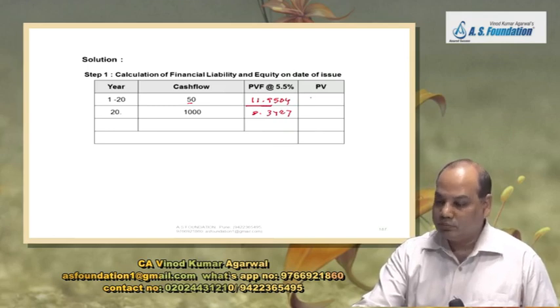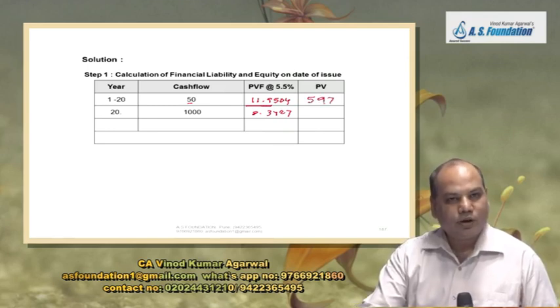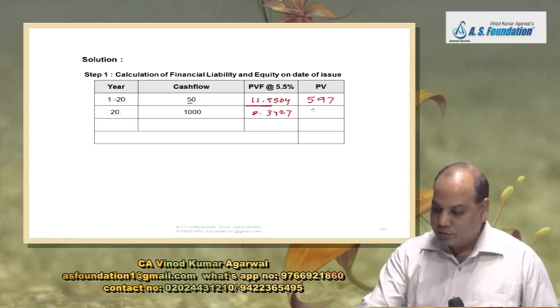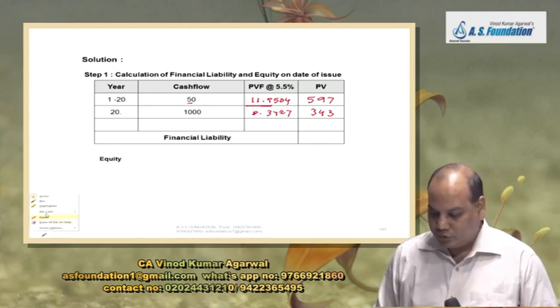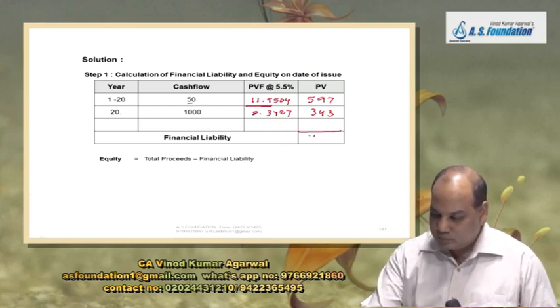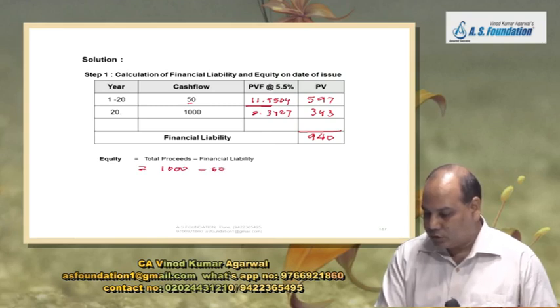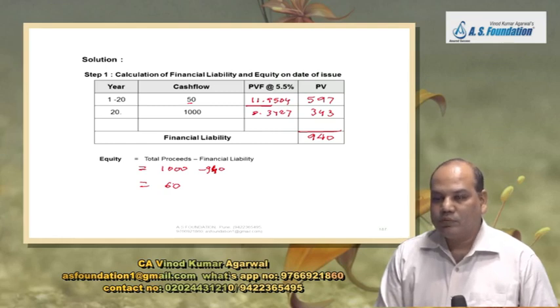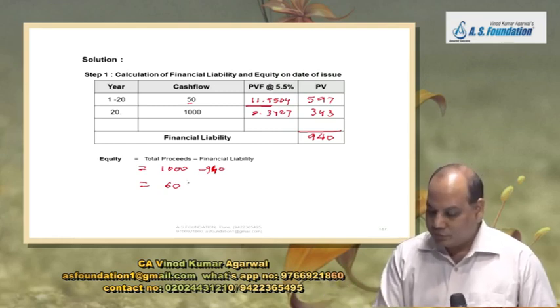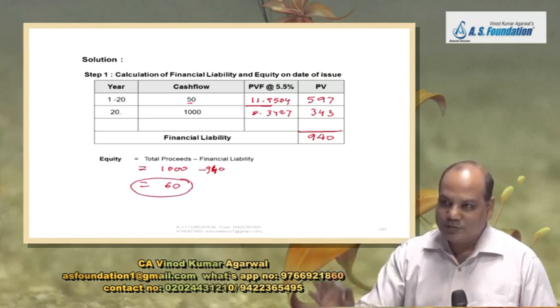How much is that? Okay, we'll round off: 597, and round off 343. Approximately. So your financial liability will be the total of these numbers, 940, and equity will be 60. Have you got this number right? Most of you. First find out the opening day figures. This equity will not change, it will remain 60.